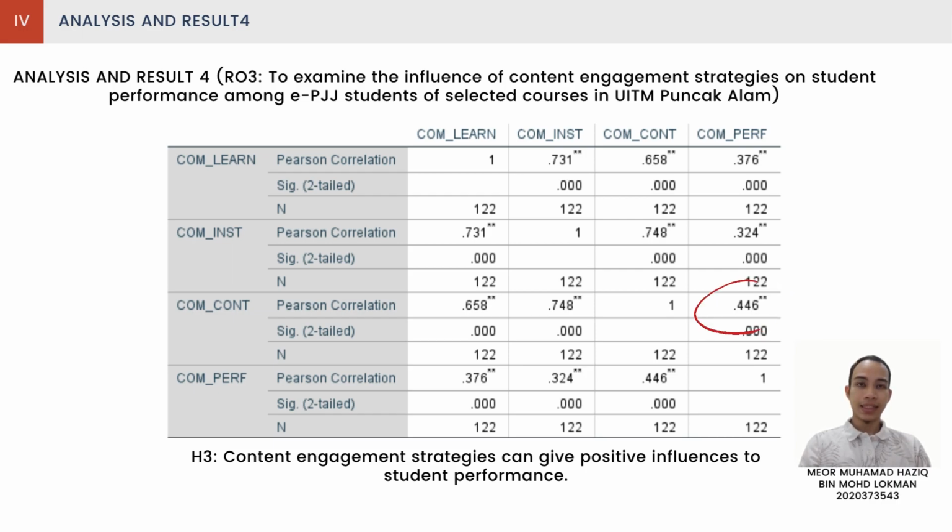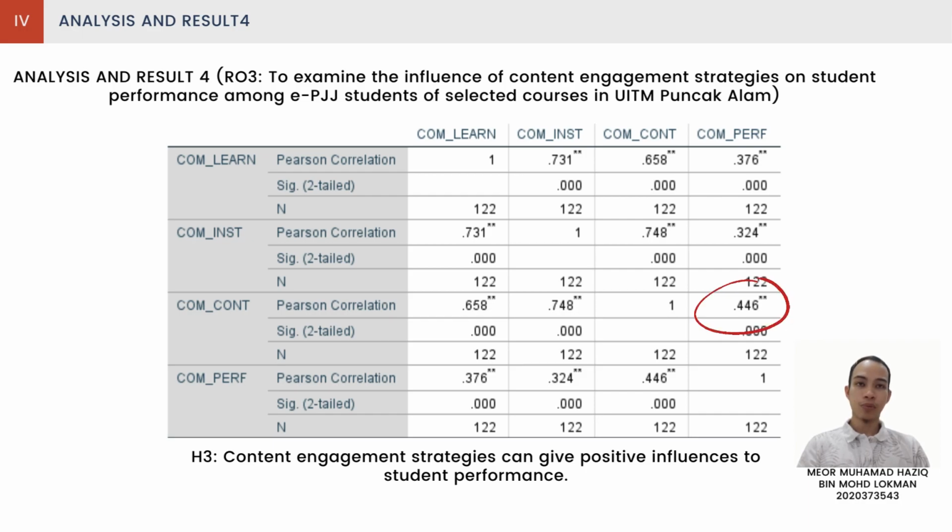The goal of this study is to explore the dynamics of ODL and how content engagement strategies can be optimized to address the challenges of this mode of learning. This involves not only presenting content, but also incorporating interactive elements, multimedia, and assessments that promote active learning. By identifying and promoting effective content engagement strategies, the study aims to enhance student performance in ODL.